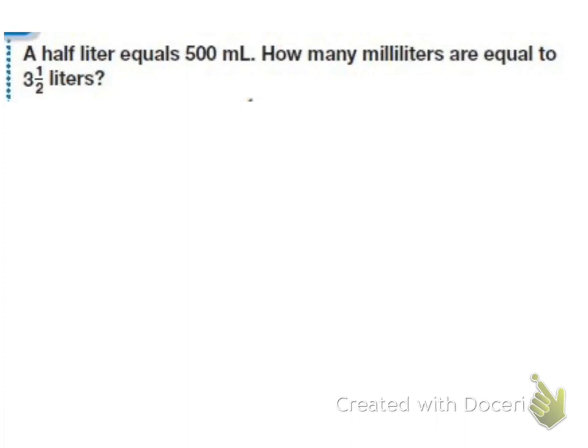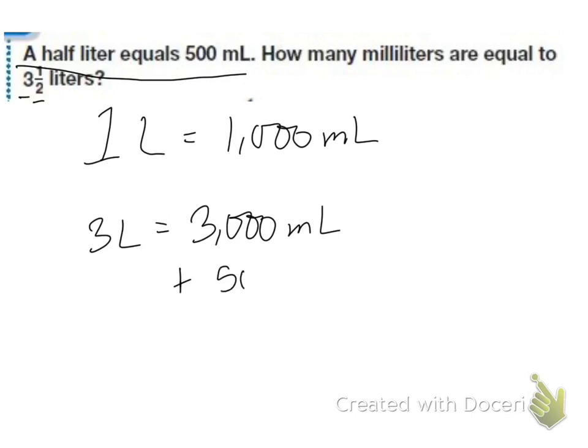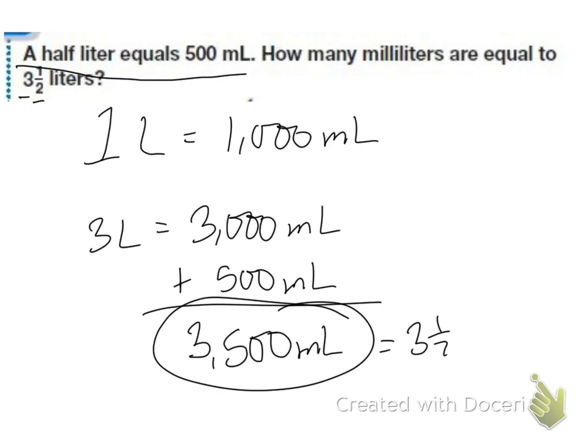So a half liter equals 500 milliliters. How many milliliters are equal to 3.5 liters? Well, I know that 1 liter equals 1,000 milliliters. So 3 liters would be equal to 3,000 milliliters. And then I have half a liter, which the problem tells me equals 500. So I would do 3,000 plus 500 milliliters, which equals 3,500 milliliters. That is how much is equal to 3.5 liters.